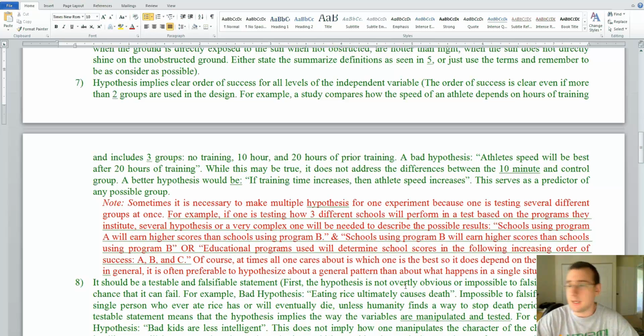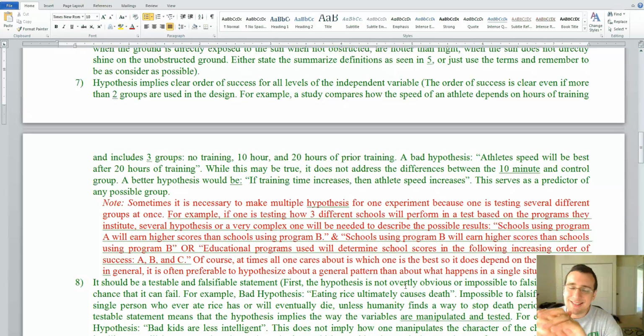And if it was the case that 10 hours would be the ideal, you could always say, athlete speed increases up to an optimal number of 10 hours, after which it decreases. So you see how I'm establishing the relationship that exists between the variables. And that will be ideal.